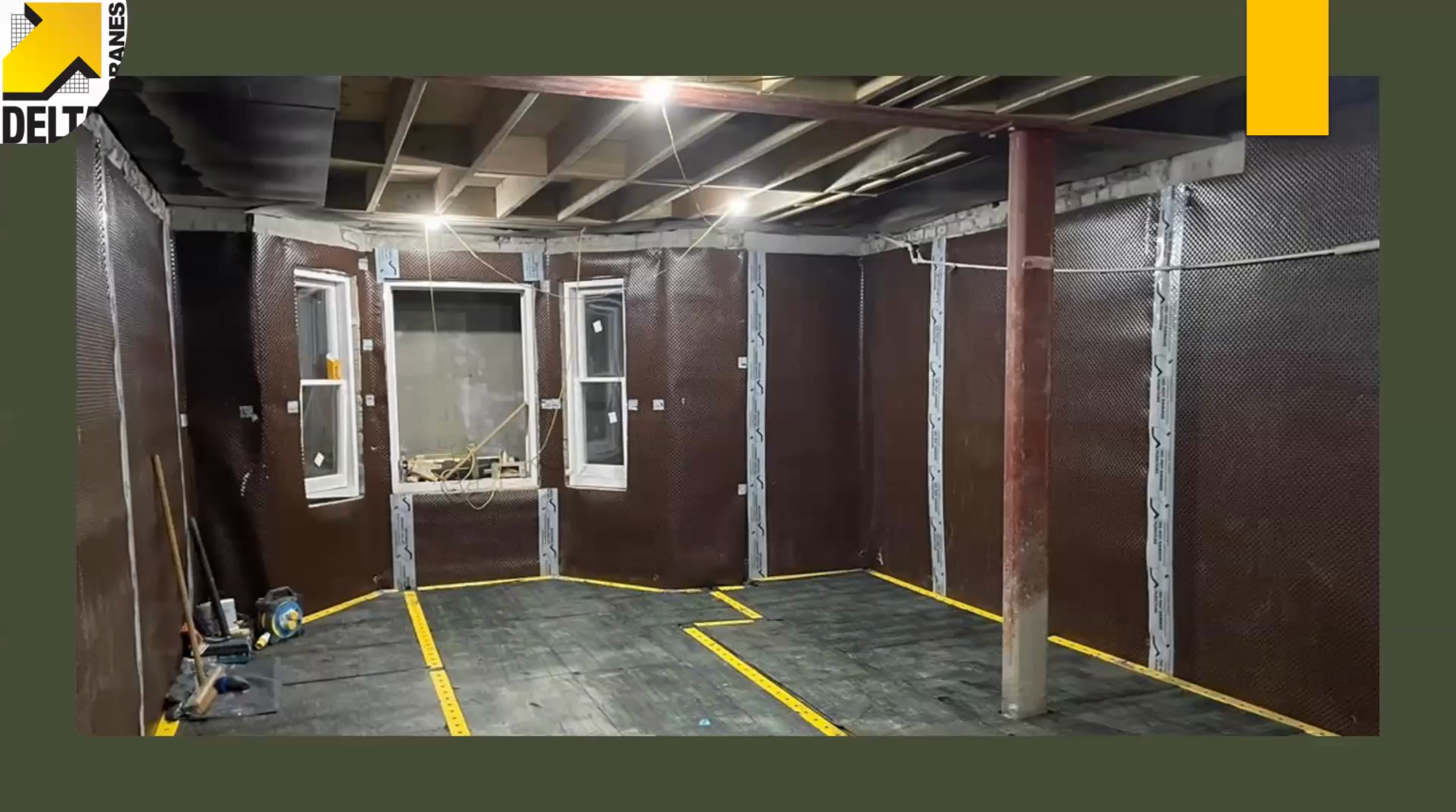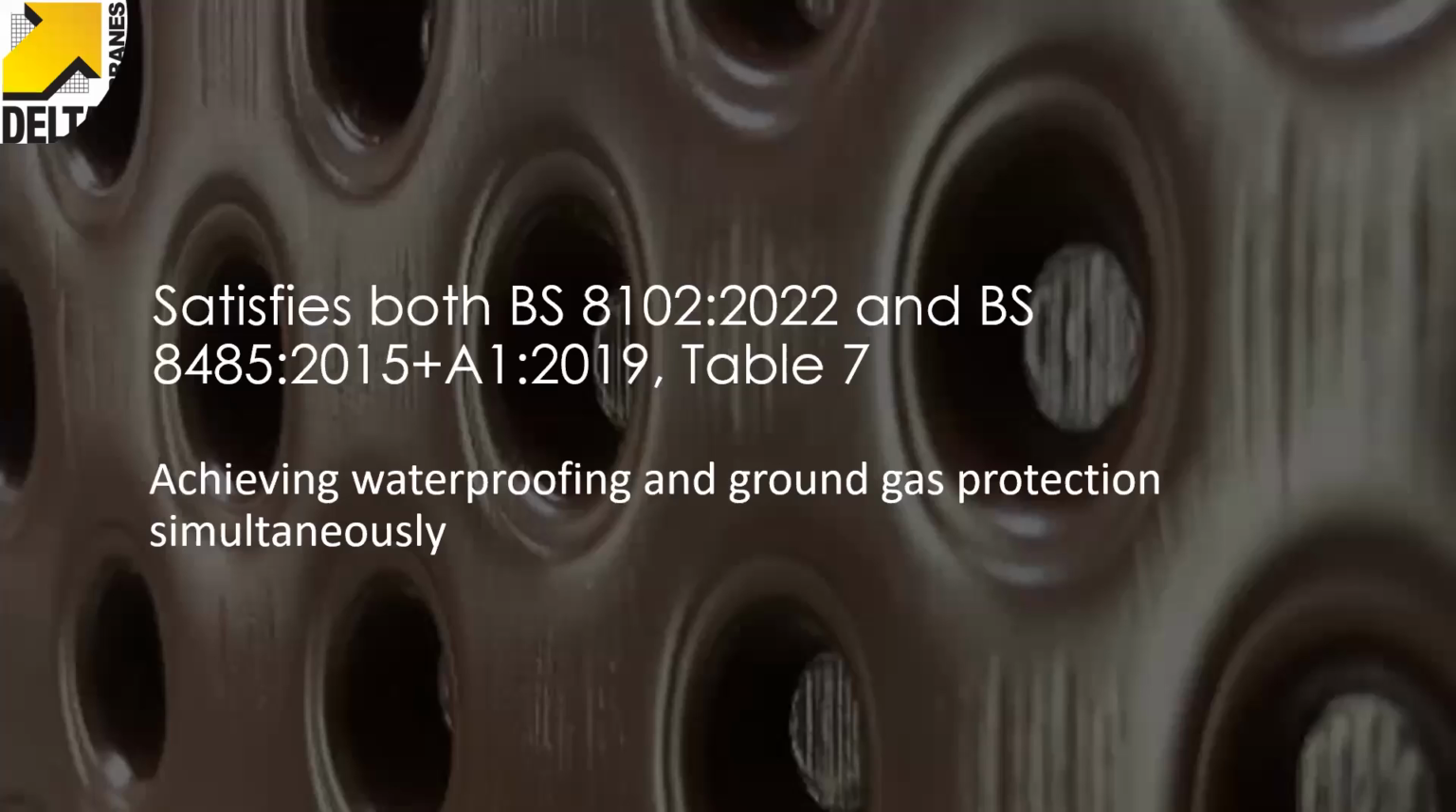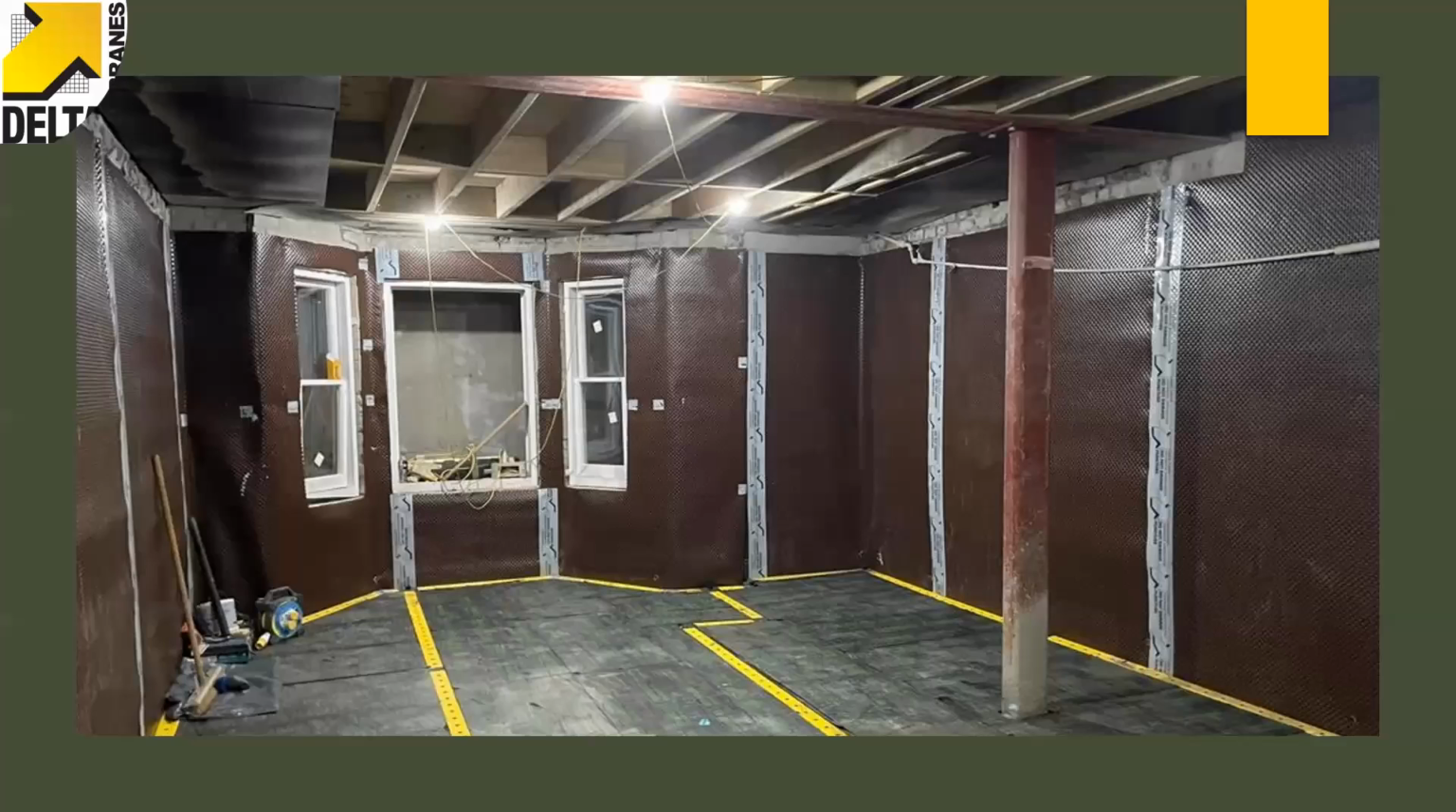Delta actually makes a cavity drainage membrane, which you can see there, which is certified as a gas resistant membrane under BS 8485, which is a unique product. So as you can probably imagine, this helps enormously with combining waterproofing protection with protection against methane, CO2, radon, and VOCs. So that's just a unique product that Delta have.